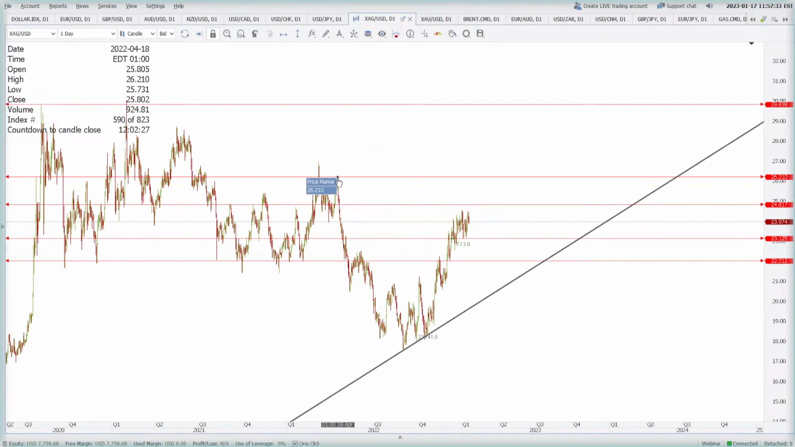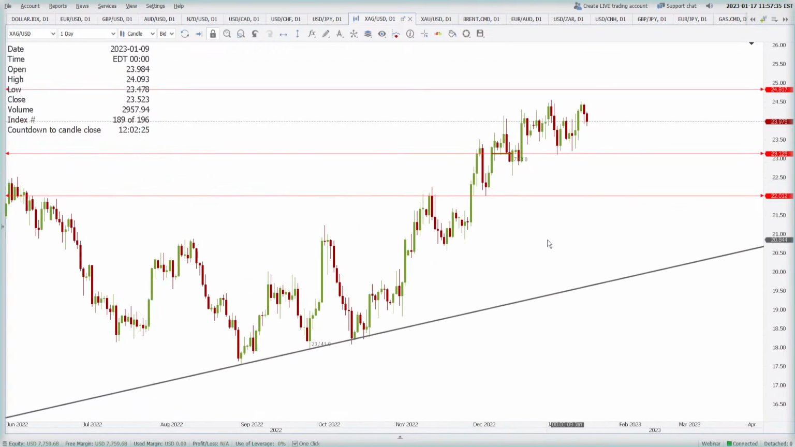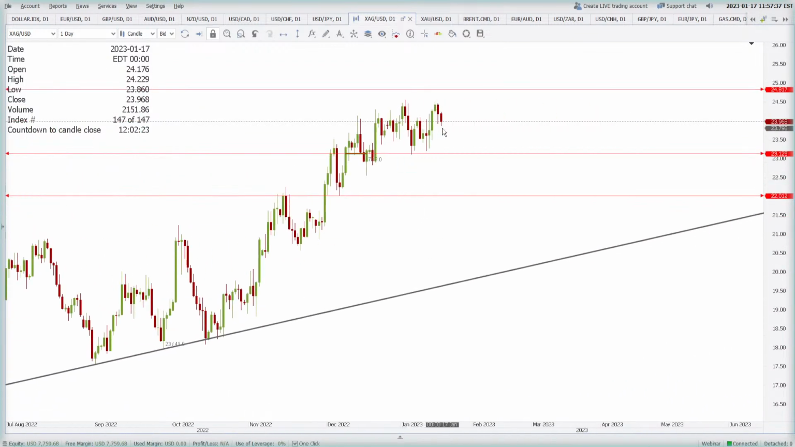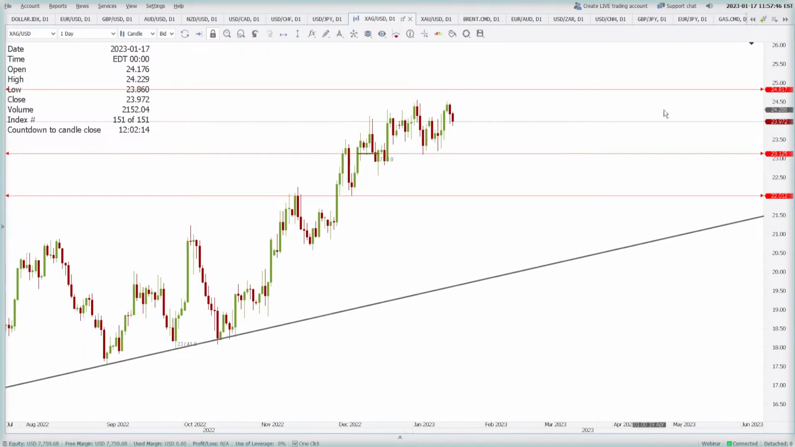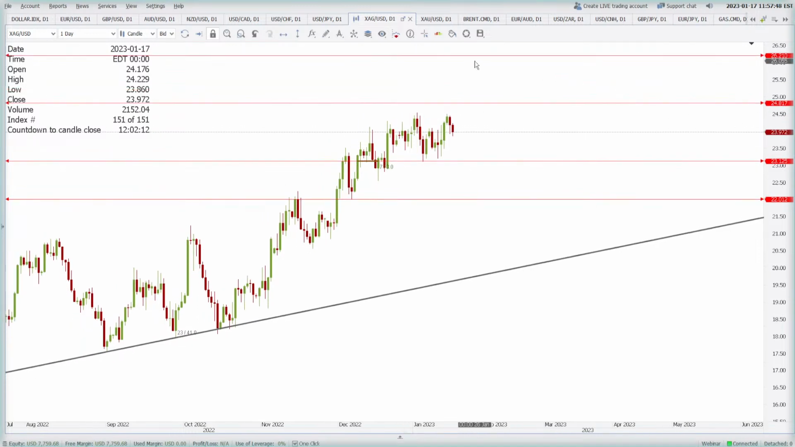on the 18th of April 2022. Okay, so we are still buyers in the silver, and 23.12 is the area where we will be looking for the buying opportunities. The targets will definitely be 24.81 and thereafter 26.21. All right, guys.